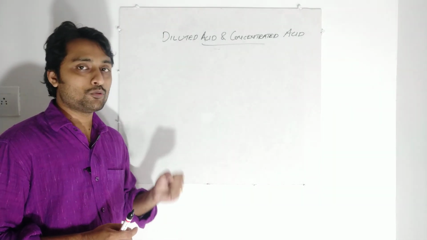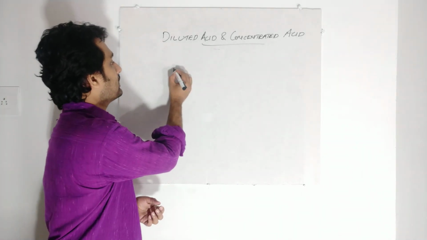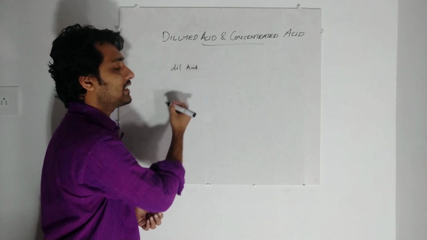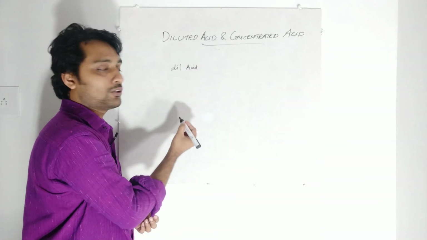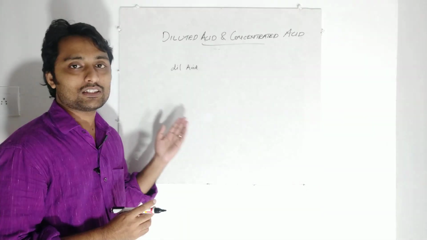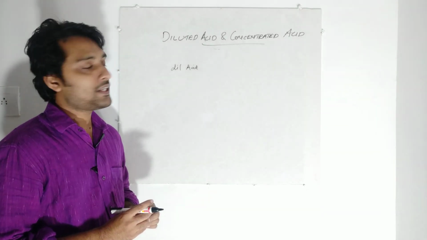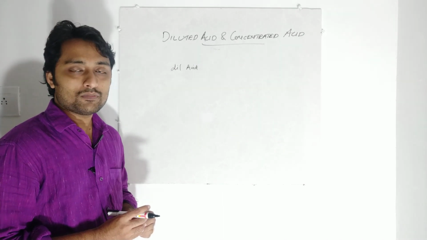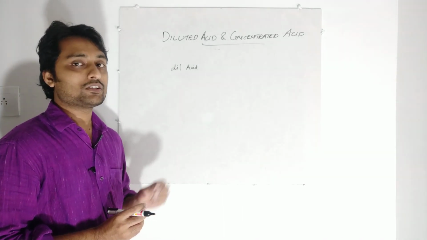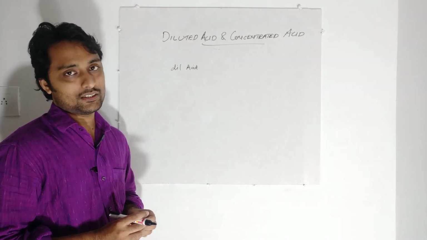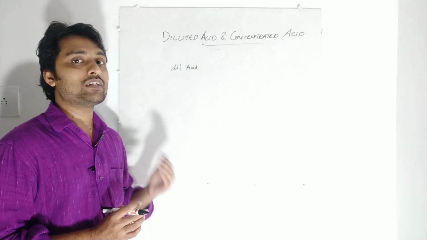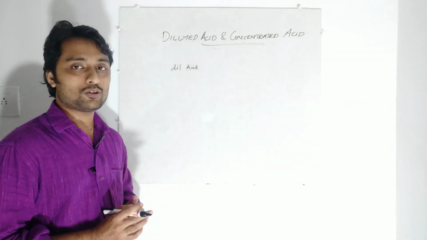We know that on the bottle it is written like that, isn't it? Diluted acid, like diluted HCl, diluted H2SO4, diluted HNO3. So we can understand that this is a diluted acid. But concentrated acid means it has a very small amount of water. Understood? That is known as concentrated acid. So the water content is very low in such an acid.